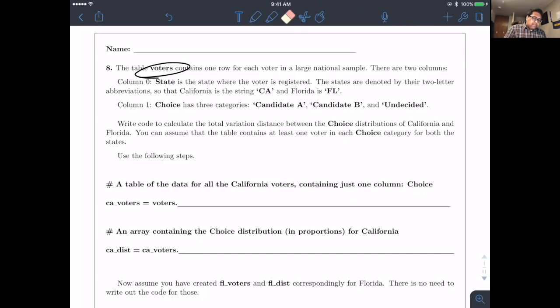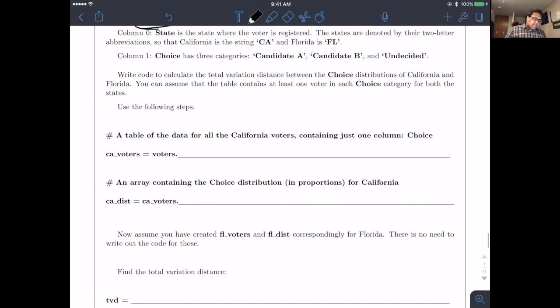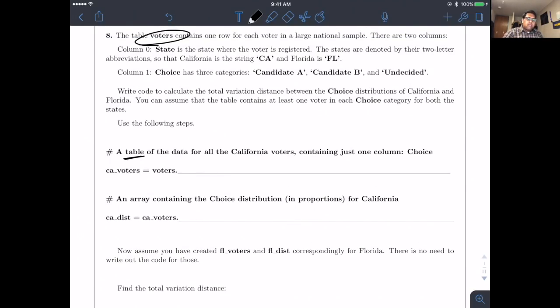Right? So now, we want to find the total variation distance, which we'll get to in a little bit. But the beauty of this question is you don't really need to already know the process of doing this because they kind of walk you through it. So the first step we want is we need to create a table of the data of all California voters containing just one column, choice. Right? So you know how before we had California, Alaska, then we'll have all the other states as well, votes from all the other states. What we want is just only the votes from people who are in California.